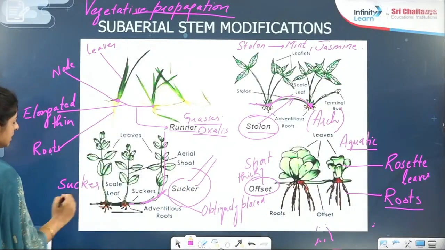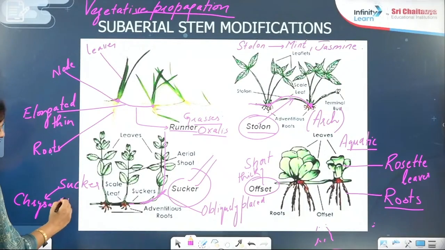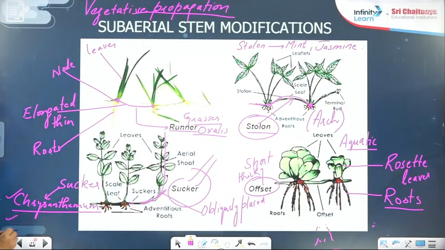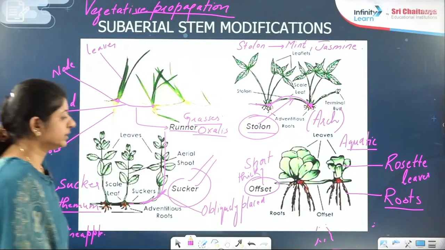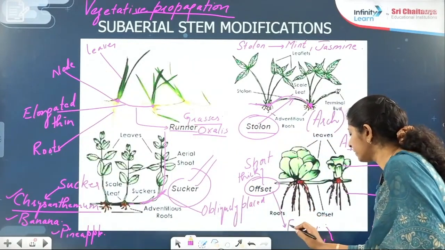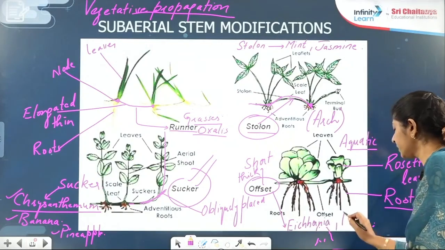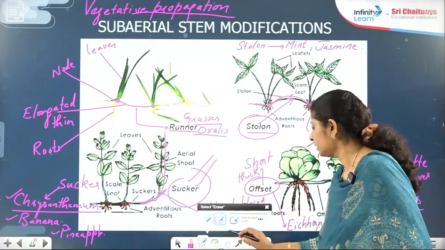For the suckers, examples are chrysanthemum, even banana, even pineapple, right? And here offsets, examples of offset: Eichhornia and even Pistia are the examples for this, right?